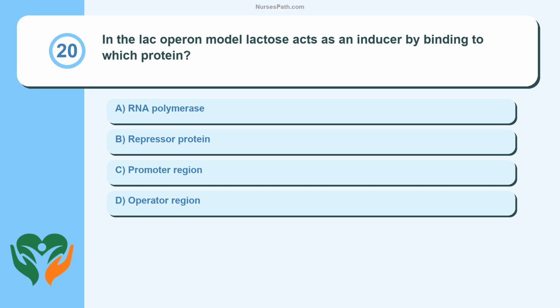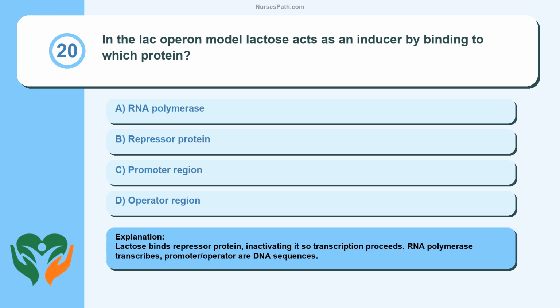Question 20. In the lac operon model, lactose acts as an inducer by binding to which protein? RNA polymerase, repressor protein, promoter region, operator region. Lactose binds the repressor protein, inactivating it so transcription proceeds. RNA polymerase transcribes; promoter and operator are DNA sequences.